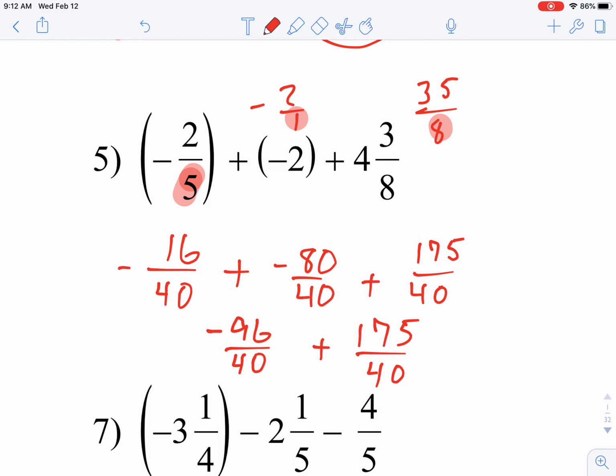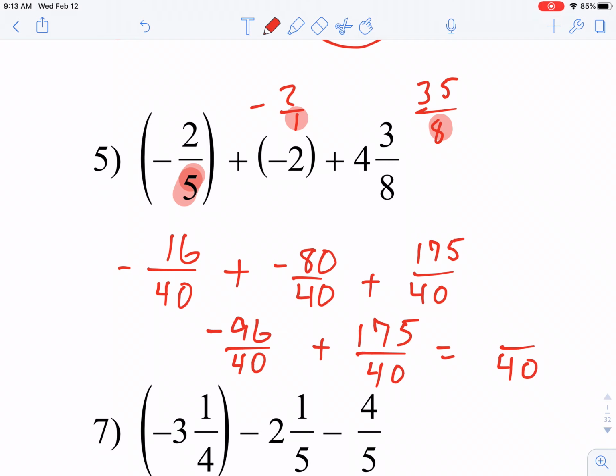Again, you're now down to just 2 terms. You have negative 96 over 40 plus 175. And when they have different signs and you're going to add them, you really subtract and keep the sign of the larger number. So the first thing is 40 is just simply going to stay the same. And so we have to figure out what negative 96 plus 175 is.